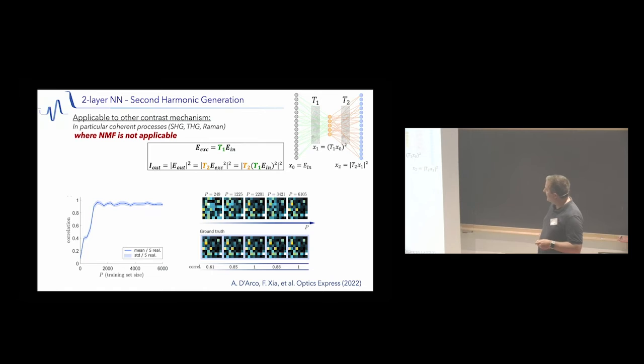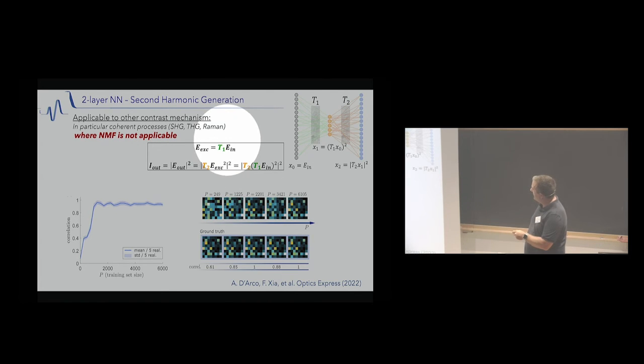So basically, you can apply it even when non-negative matrix factorization cannot work, for instance, when there's no positivity. And we applied it, for instance, in second harmonic generation, where now the nonlinearity is different. It's not modulus square, it's a parenthesis square, because it's a coherent process. And now there is coherent addition on the camera, so it's a modulus square for the second layer.